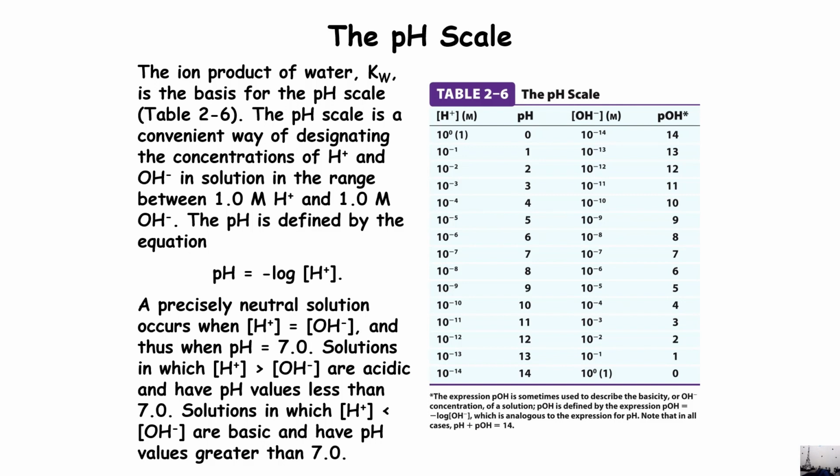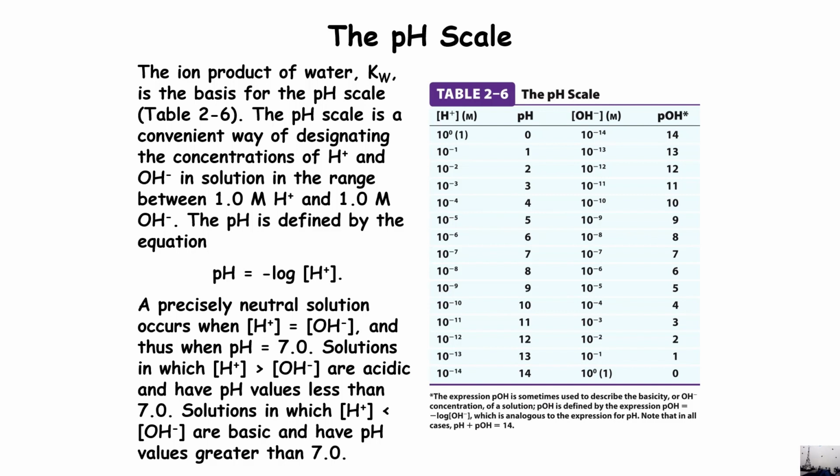So the ion product of water, Kw, is the basis for the pH scale. The pH scale is a convenient way of designating the concentration of H plus and OH minus in solution in the range between 1 molar H plus and 1 molar OH minus. So the pH is defined by the equation pH is equal to minus log H plus ion concentration. Precisely, a neutral solution occurs when H plus is equal to OH minus, and thus when pH is equal to 7.